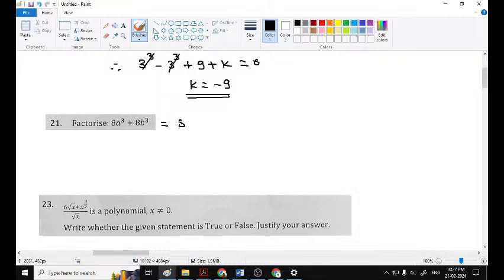Factorize. Let us take 8 common. So in the bracket we have a cube plus b cube, and a cube plus b cube is (a plus b) into (a square minus ab plus b square).